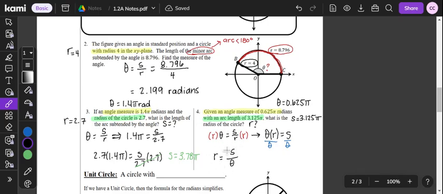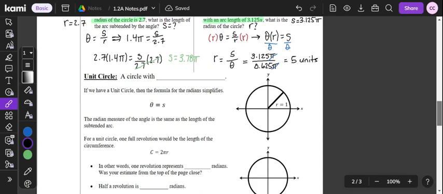Okay, now I can plug in what I know. So I already know S and I already know theta. S is 3.125 pi. Theta is 0.625 pi. When I divide those two, the pi's cancel, and I am left with 3.125 divided by 0.625, and that is 5. So we can say our radius is 5 units long.